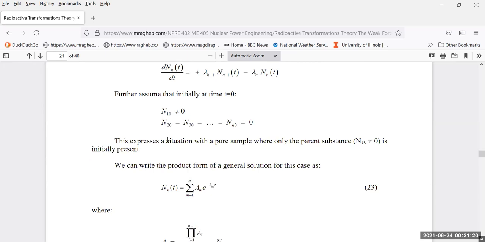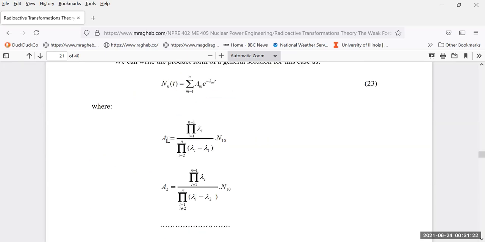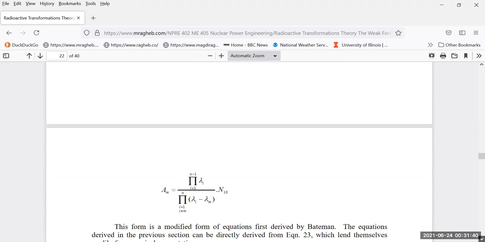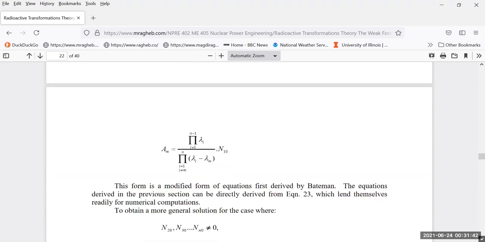It appears as the activity for each isotope being the product of the decay constants. So you see that symbol here, the capital pi, is the symbol for products, whereas capital sigma is the symbol for summation. So we are really multiplying the constants here.